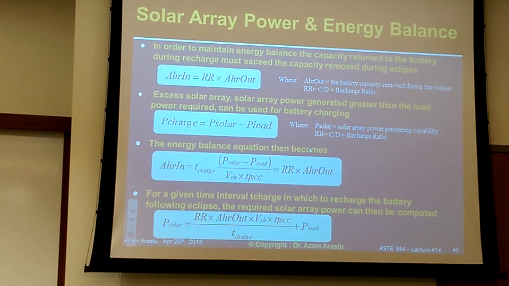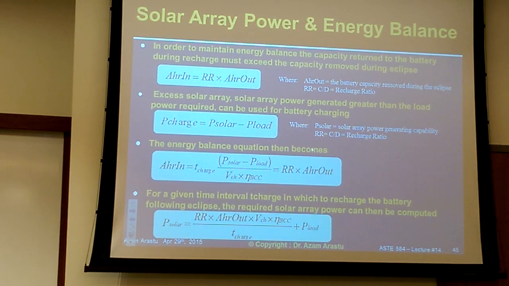Whereas in GEO, there are only a total of 90 eclipse periods, and even then only 2 in the worst case. So basically 90 times 15, you end up with about 1,500 cycles for the entire mission. So the degradation is much less in GEO because the cycle count is much less. So how do I account for that? That's why my DOD is much higher for GEO missions than LEO missions.